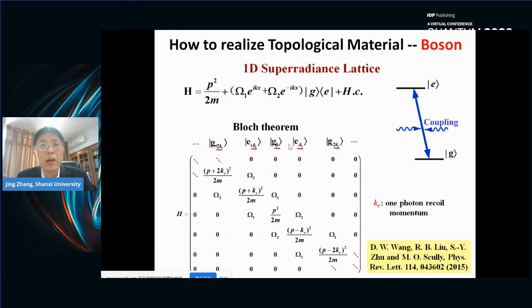Now we go to the new system of 1D superradiance lattice. A pair of strong laser beams with the same frequency forms a 1D optical lattice and drives the transition between ground and excited states. According to the Bloch theory, a pair of strong laser beams couples a series of discrete momentum states with integer one-photon recoil momentum. Thus, the diagonal terms represent the energy of discrete momentum states. The off-diagonal terms show the coupling between the discrete neighboring momentum states.